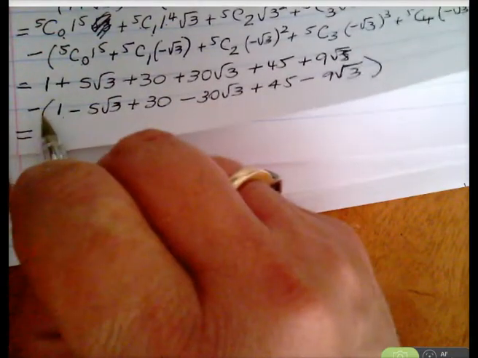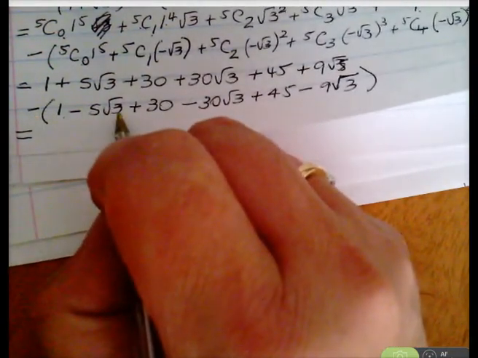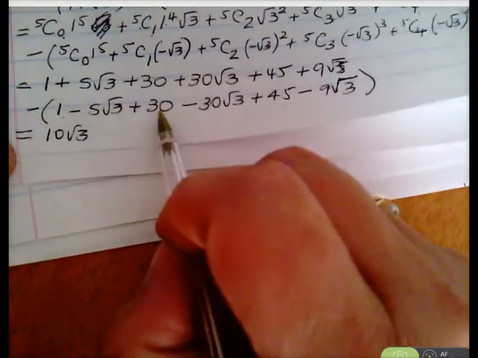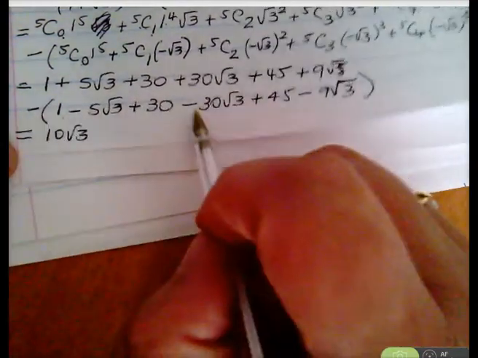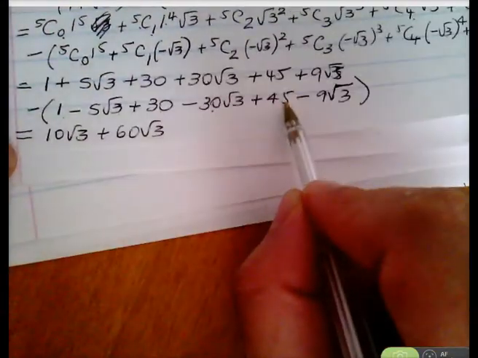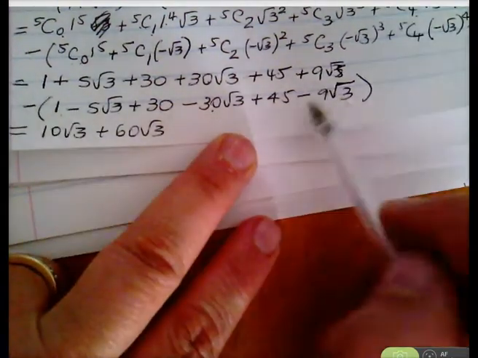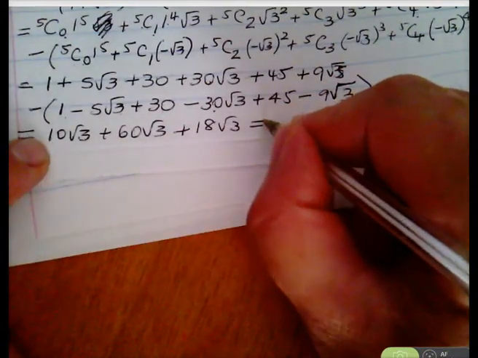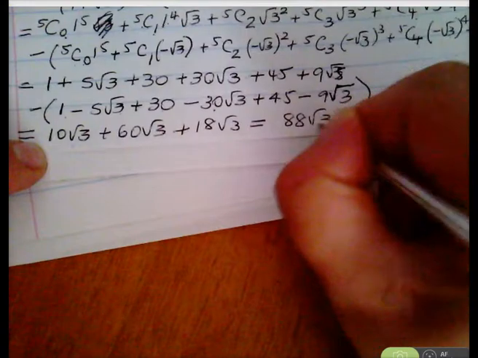So it's going to be 1 take away 1. Then we've got 5 root 3 minus negative 5 root 3, which is 5 root 3 plus 5 root 3. So we've got 10 root 3. Then we've got 30 root 3 minus negative 30 root 3, which is 30 root 3 plus 30 root 3 is 60 root 3. We've got 45 minus 45 is 0. But we've got 9 root 3 minus negative 9 root 3, which is plus 18 root 3. And so we will get 10, now these are all like terms, and we get 88 root 3 for that particular expansion.